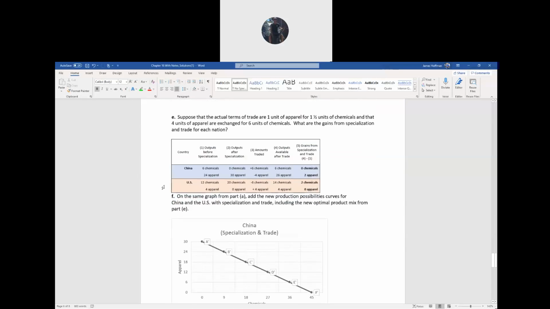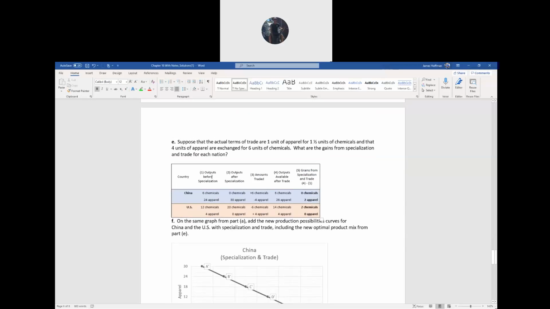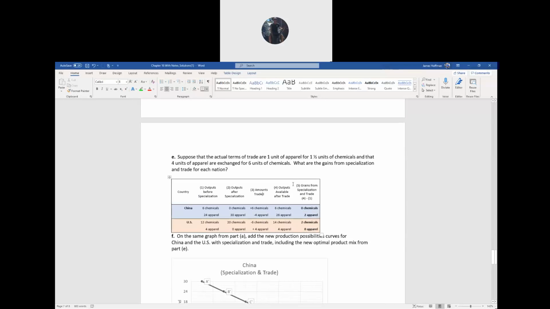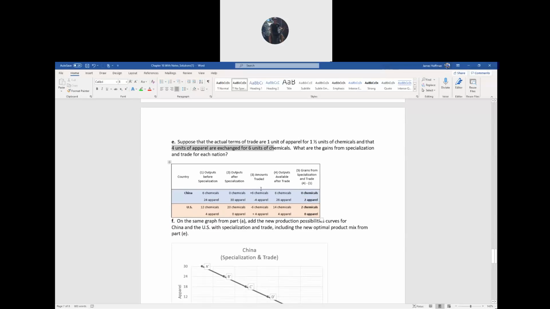Then part E, you're going to do the trade that's given. It's going to tell you a trade. Do the trade here in column 3. Then show the outputs after trade for both countries, for both goods, and then there should be some gain, at least in one of the goods, that you can show from going from column 1 to column 4.